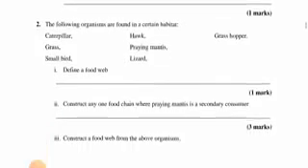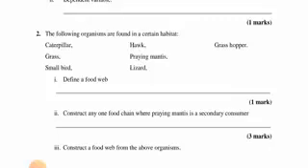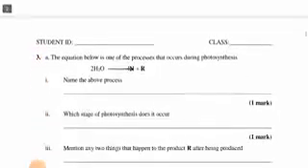This topic is under ecosystem, so we are not going to bother with that one till we cover that topic. Let's go to this one.